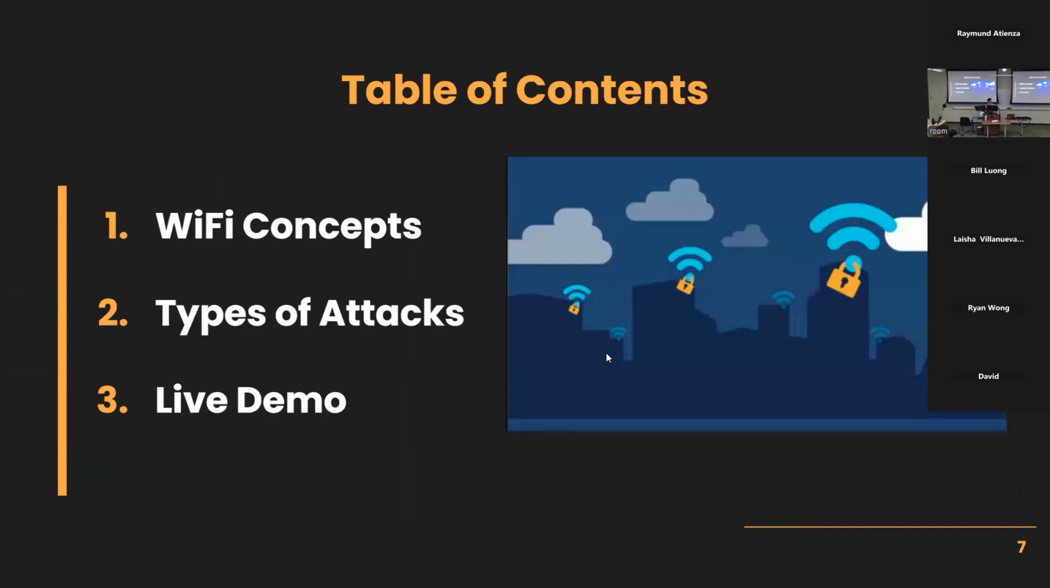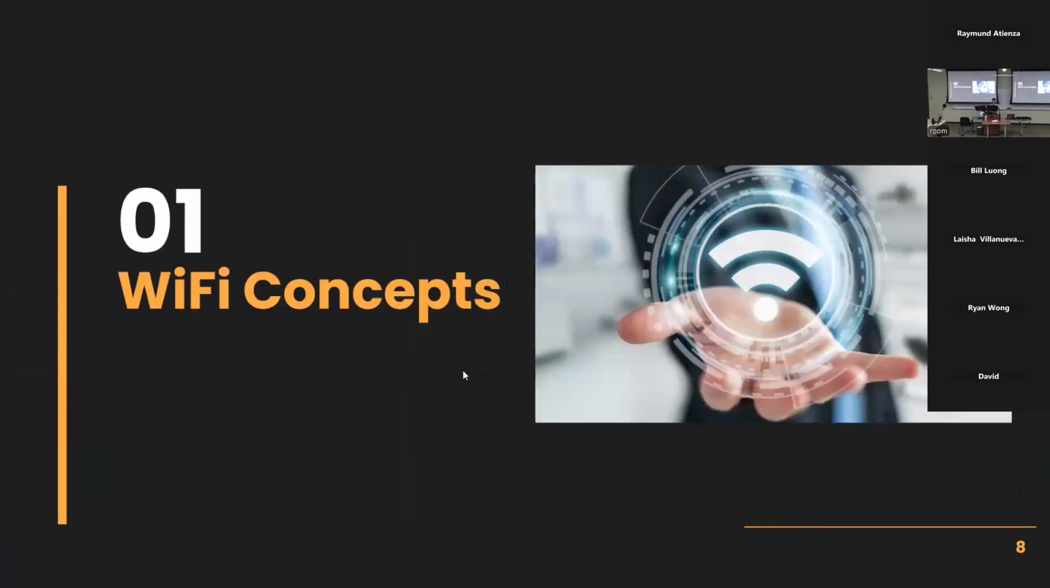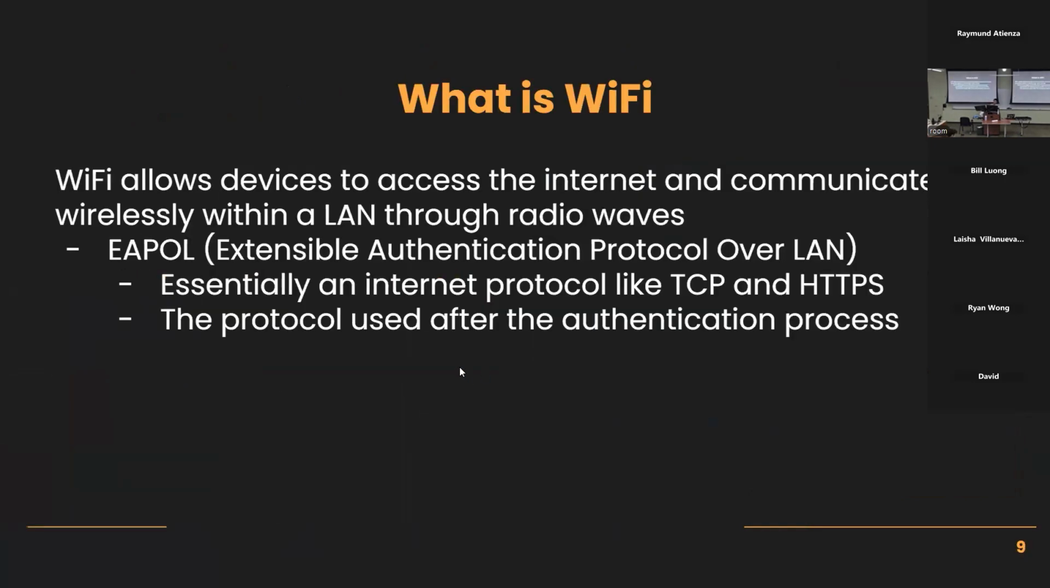So today we're going to go over Wi-Fi concepts, types of attacks, and a live demo at the end. Wi-Fi basically allows devices to access the internet and communicate wirelessly within a LAN through radio waves. We can go more into radio waves on Friday, but essentially with Wi-Fi you're allowed to connect to other devices on the same network wirelessly.